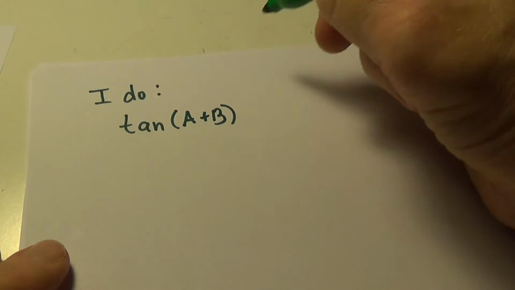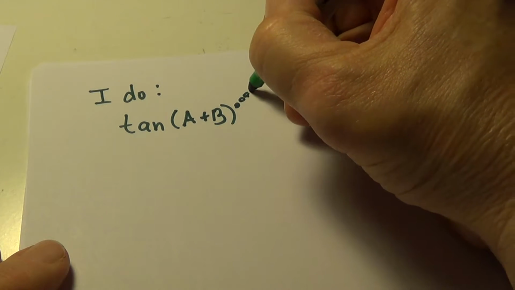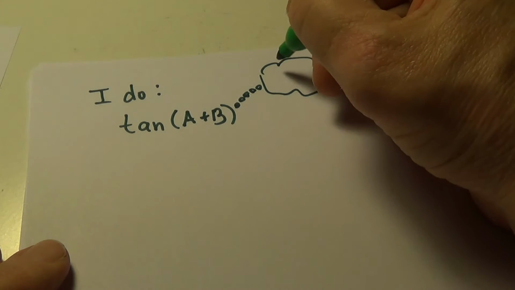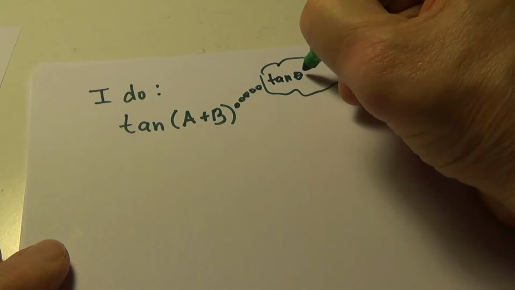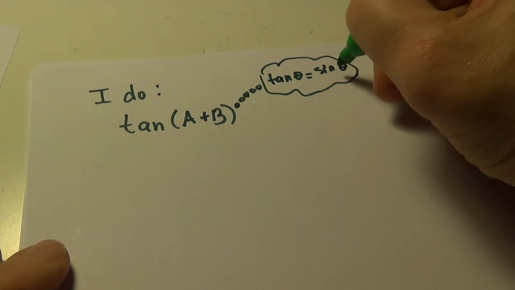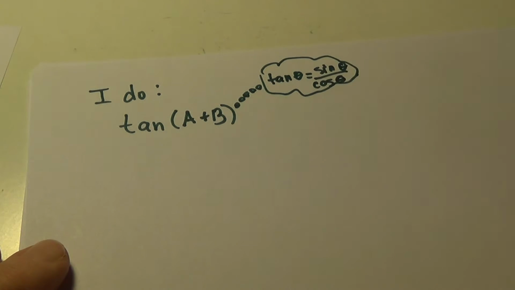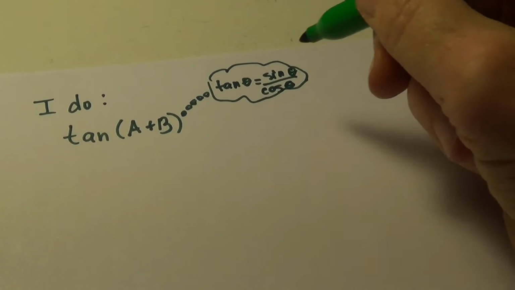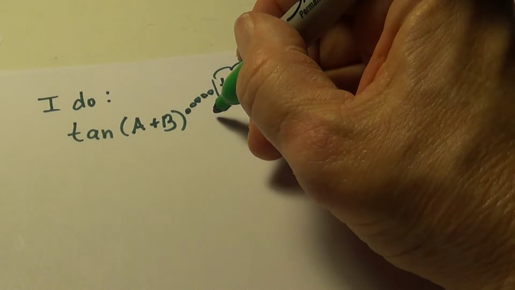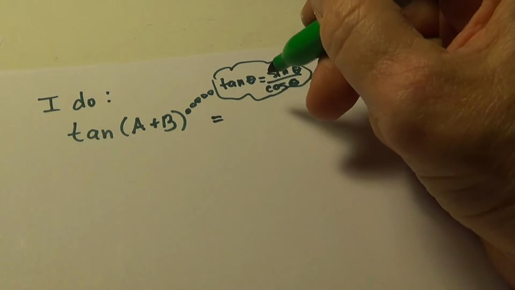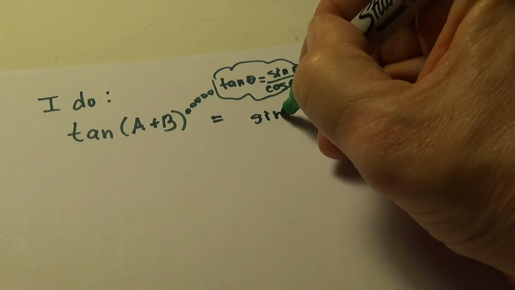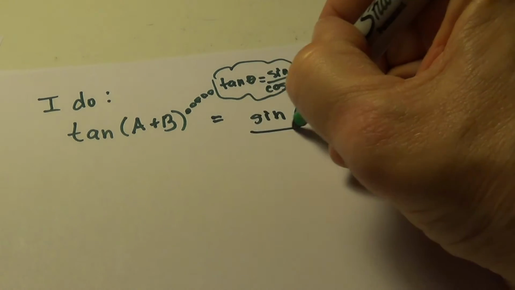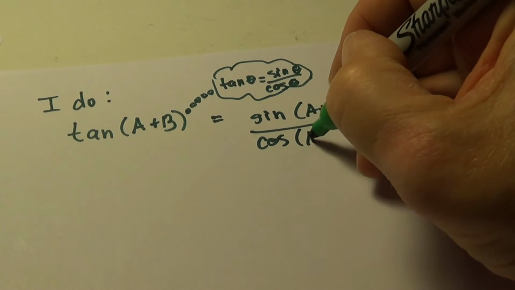All right, what I'm going to develop now is the tangent of a sum. And I'm going to do that because as soon as I wrote that, I saw Dan's thought cloud. And he was thinking, well, tangent of theta is sine of theta over cosine of theta. And that's in our most recent memory work, and we've used it many times. So tangent of A plus B can be rewritten as sine of A plus B divided by cosine of A plus B.